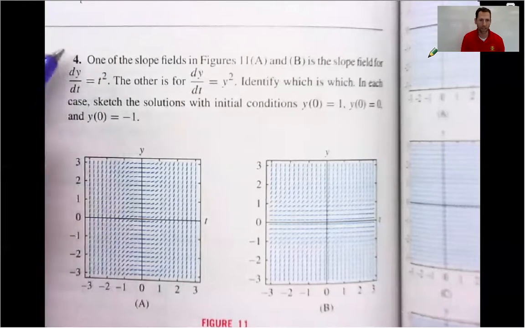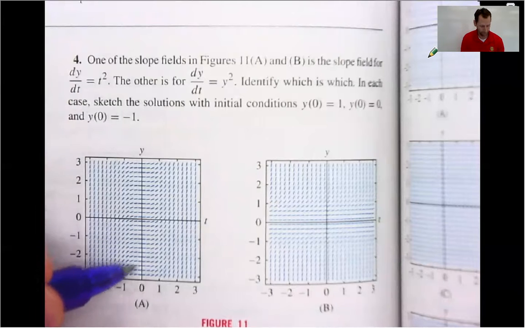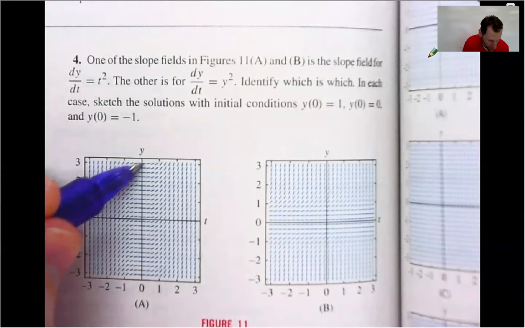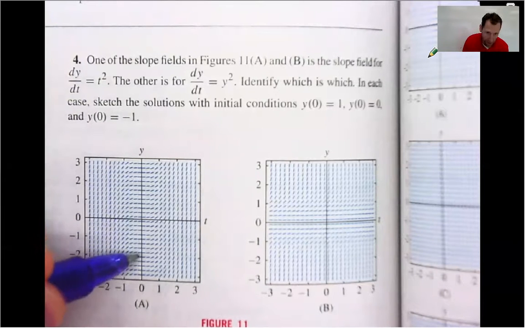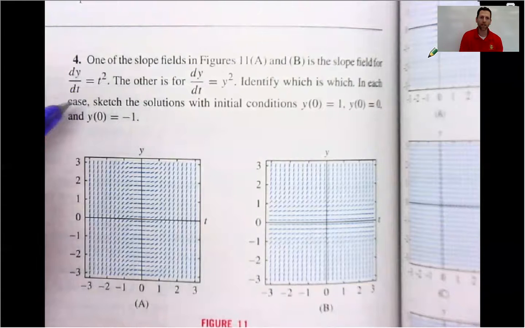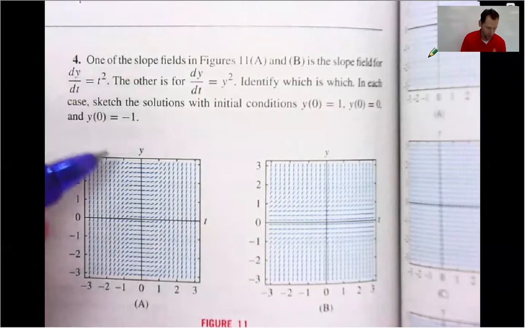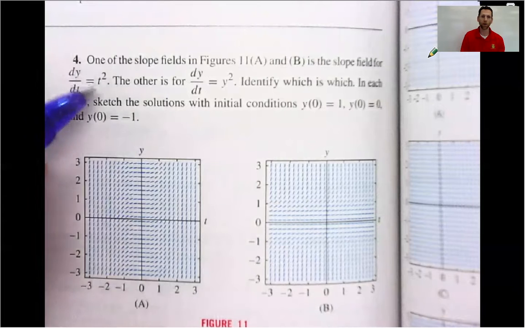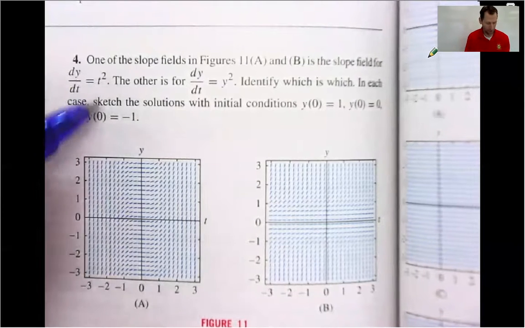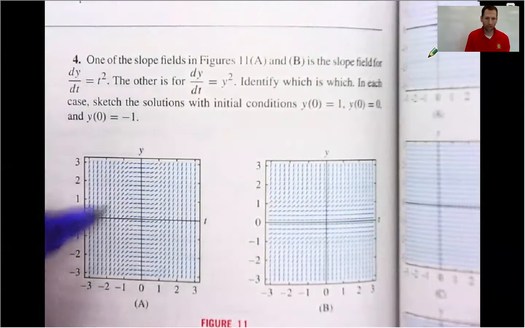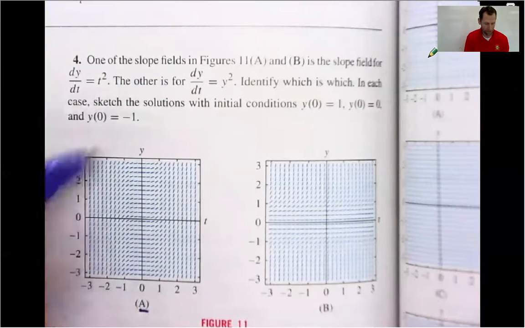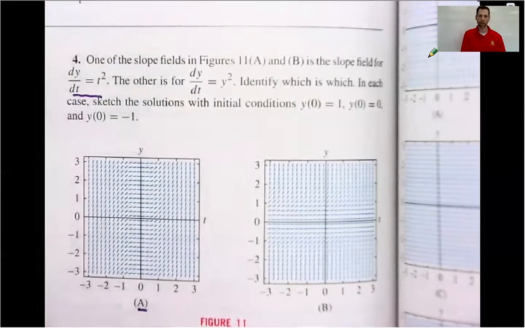Now, let's look at this. If t was equal to 0, dy/dt is always equal to 0. So I should have a horizontal tangent line everywhere along the y-axis. And as t increases, dy/dt becomes more positive, and so I should see it getting steeper and steeper and steeper. In fact, t squared is always a positive definite term, and so every location I should have a positive slope. So we see that this graph right here is actually dy/dt equal to t squared.